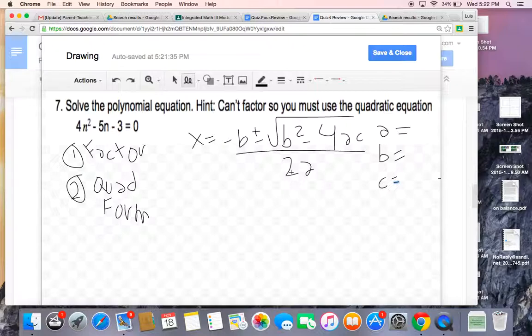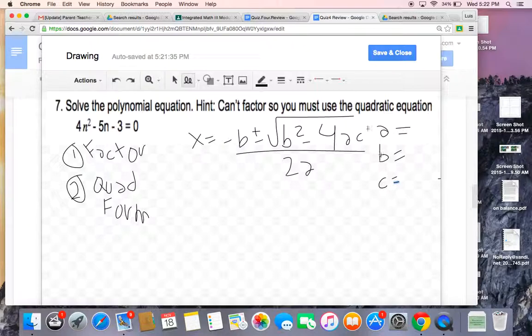The first thing I want to do is identify a, b, and c, then plug those numbers into this equation to find my x solutions. Once I plug in a, b, and c into this formula, I simplify, and that's all I have to do. So let's start by listing a, b, and c.